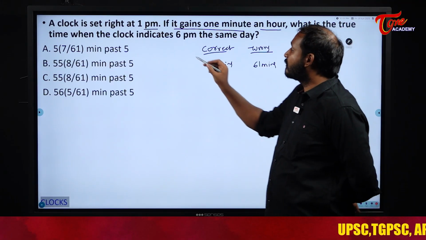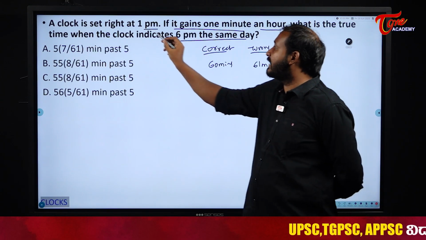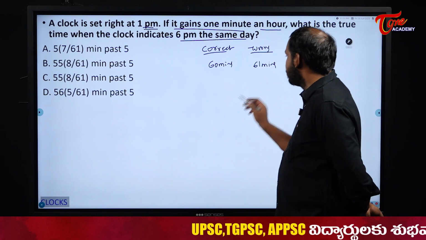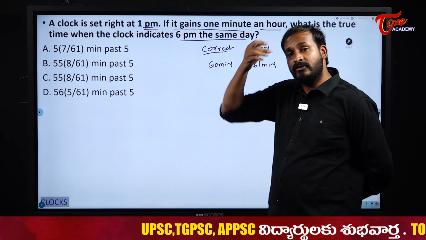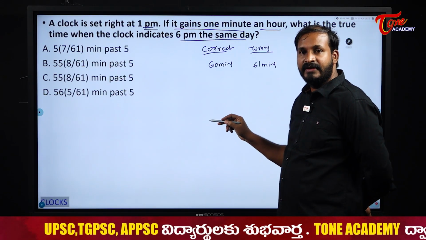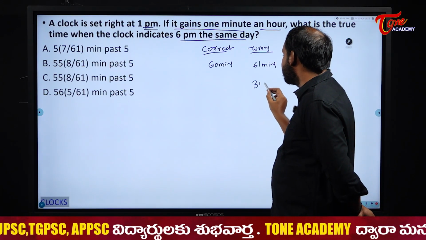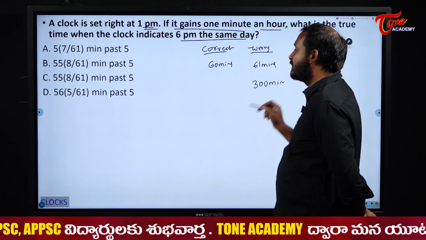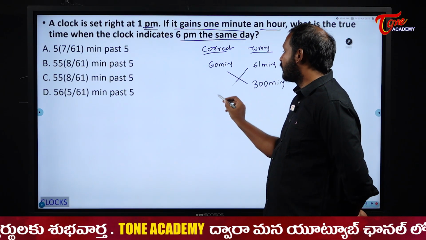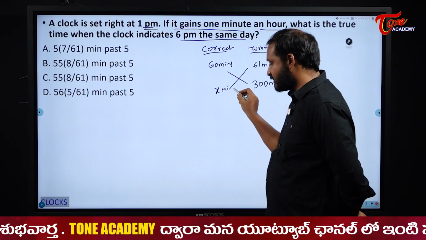What is the true time when the clock indicates 6 p.m., if it is set right at 1 p.m.? So 1 p.m. to 6 p.m., how many hours? 5 hours. 5 hours means 5 into 60, 300 minutes. That means in my wrong clock it is running for 300 minutes. Then what will be the time in my correct clock? Assume it as some x minutes.